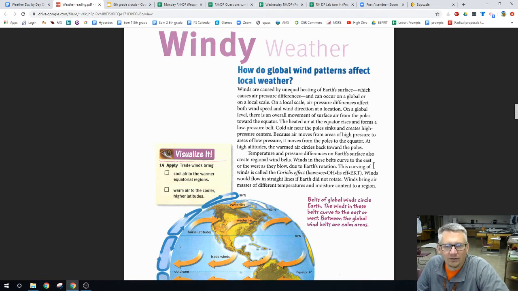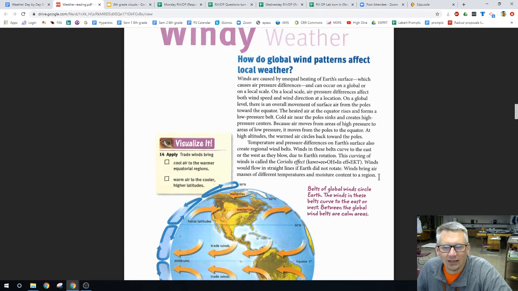Temperature and pressure differences on the Earth's surface also create regional wind belts. Winds of these belts curve to the east or west as they blow due to Earth's rotation. The curving of the winds is called the Coriolis effect. Winds would flow in a straight line if the Earth did not rotate. Winds bring air masses of different temperatures and moisture content to a region.